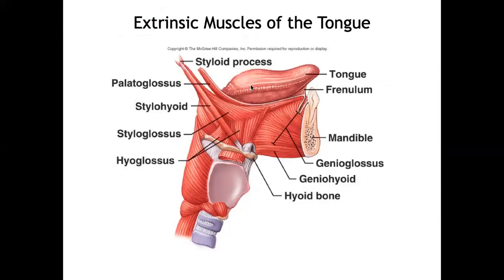There will be retraction of the tongue. If you see genioglossus, what is happening when this muscle is contracting? On both sides, genioglossus is pulling the tongue forwards, so there will be protrusion of the tongue. And when these muscles, styloglossus and hyoglossus, contract, there will be retraction of the tongue.